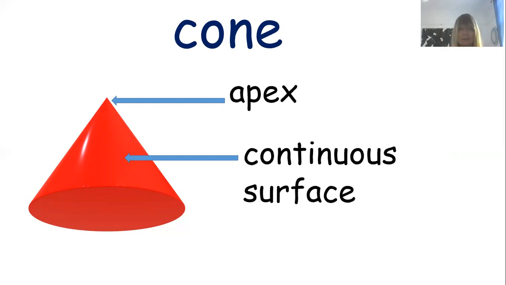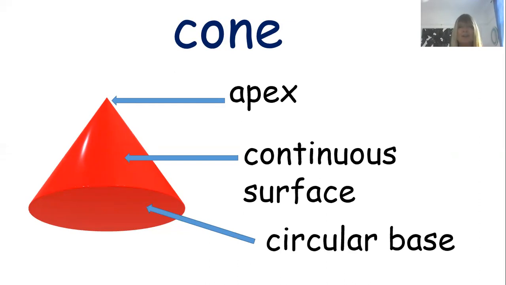Our shape today, not a 2D shape, but a 3D shape. Can you remember what it's called? It's called a cone. Now, what do we know about cones? Cones have an apex, the point at the top. They have one continuous curved side or surface. And the base of this cone is circular, a circular base or bottom.